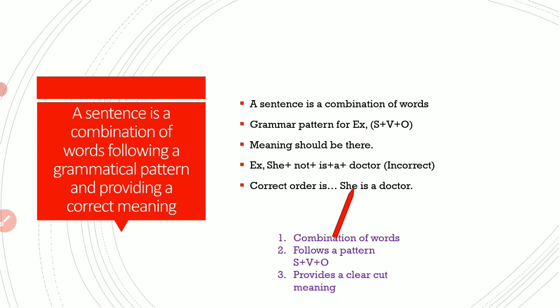So the correct order is "She is a doctor." Why? Because this sentence fulfills three elements. The first one is the combination of words. "She is a doctor" has different words, and they have been combined with each other in order to make a sentence. The second point is that it follows a pattern which has been underlined in the grammar, that is S plus V plus O.